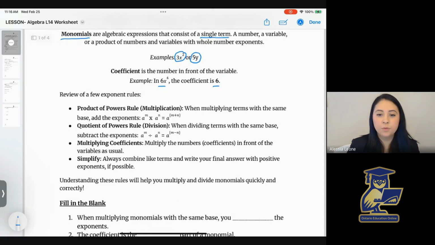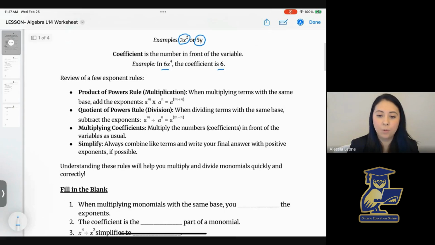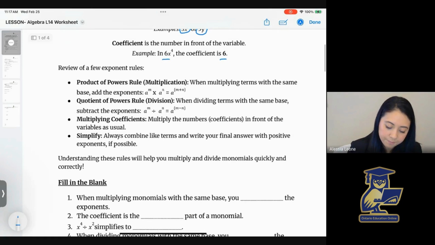Now, here's a review of our exponent rules that we just went over last lesson. What to do with the exponents when we have different situations with the same base. Product of a power rule. So when we have multiplication of two bases that are the same, we add the exponents. When we are dividing two bases that are the same, we subtract the exponents. And then the power to the power rule. When we have the brackets that has the two exponents beside each other, we are multiplying the exponents.